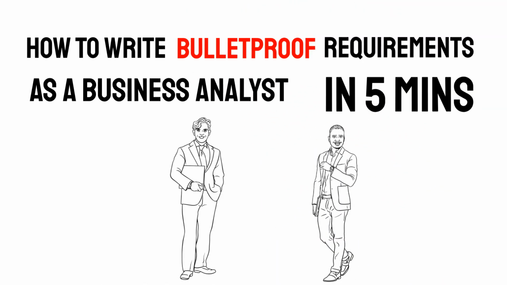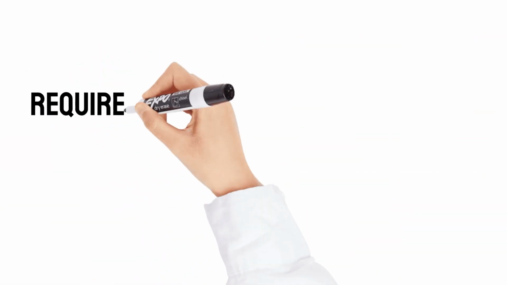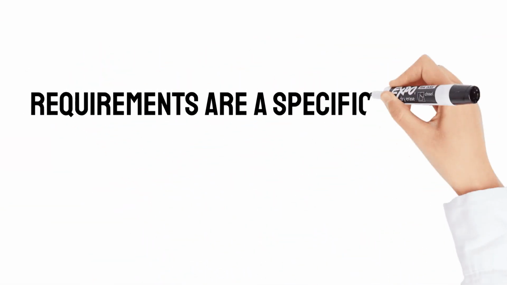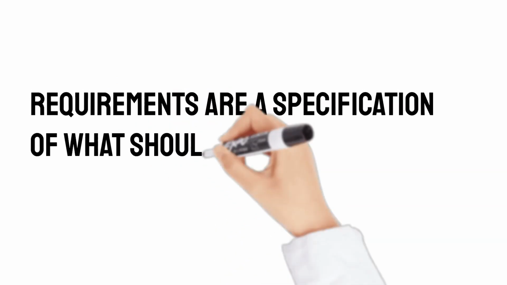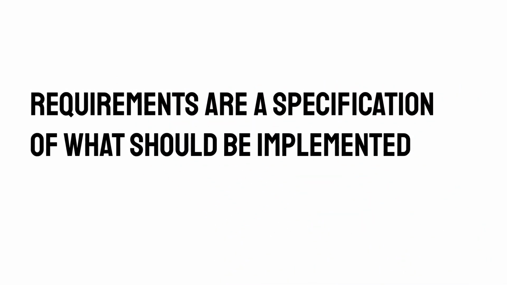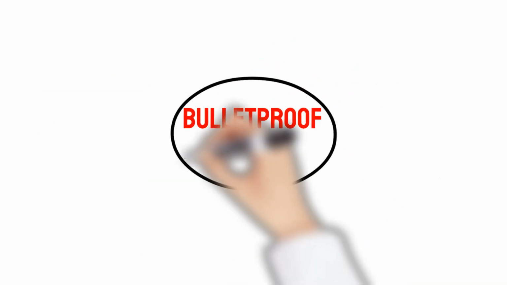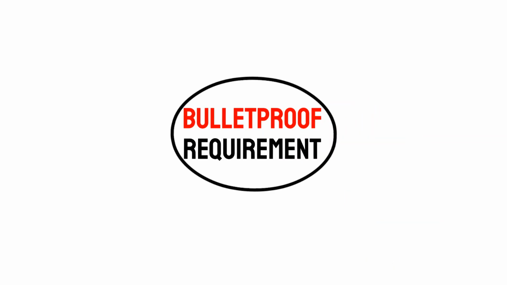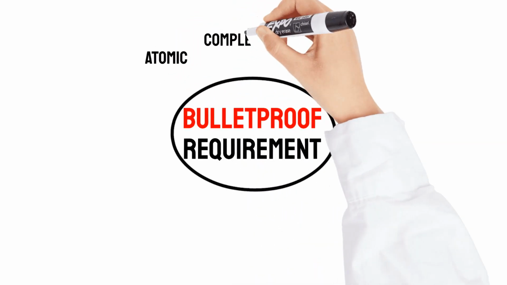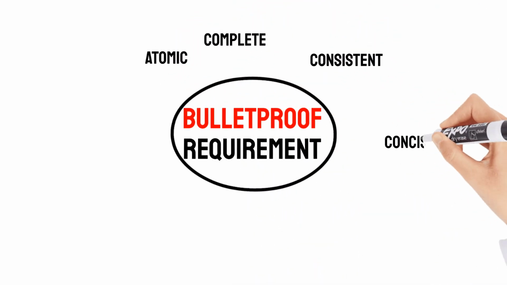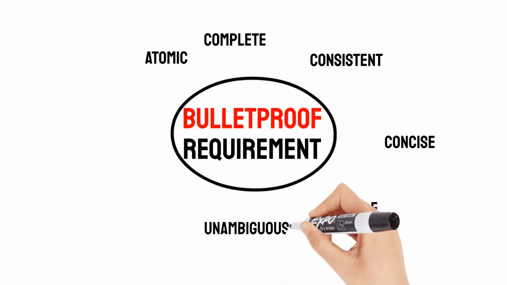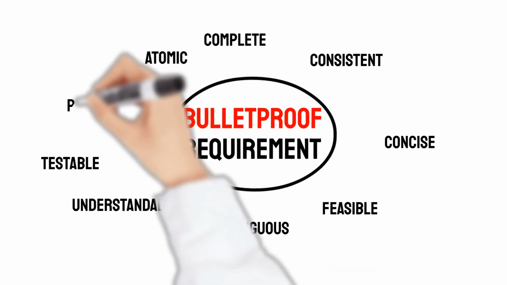So when we are talking about bulletproof requirements, what is a requirement? For this video, let's say a requirement is a specification of what should be implemented. So they describe how the system should behave. Which criteria makes a requirement bulletproof? Let me list them and then I will explain each one. A bulletproof requirement is atomic, complete, consistent, concise, feasible, unambiguous, understandable, testable, and prioritized.